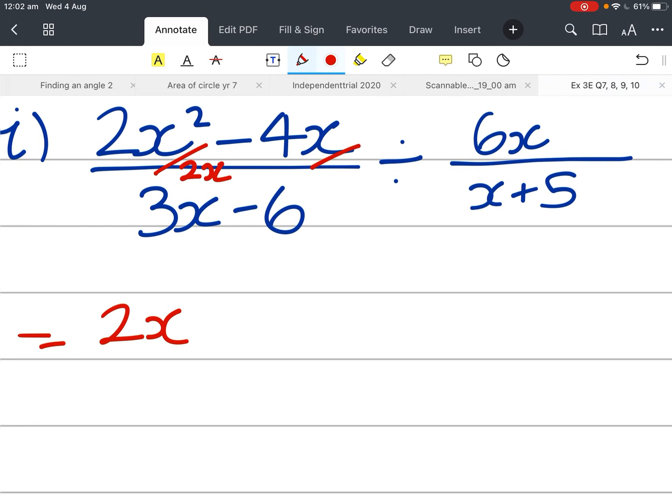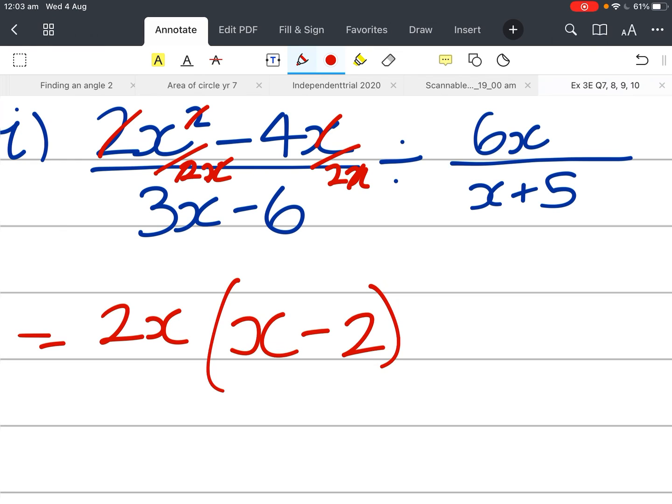So now, to figure out what goes inside the brackets, divide both by 2x. So 2 cancels with 2, x cancels with the squared, that leaves me with x. Minus, x crosses off with x, and 2 goes into 4 twice. Right.